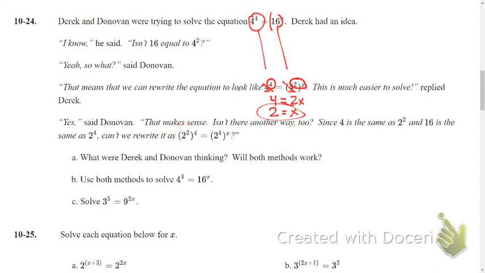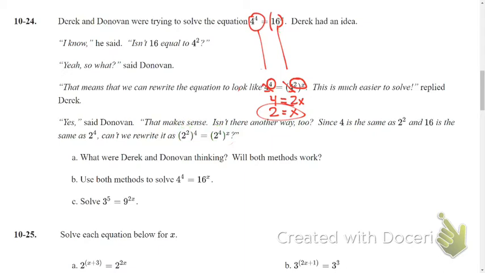And then Donovan's way is he changed that 4 to a 2 to the 2nd power, and he changed the 16 to 2 to the 4th. And he's saying, well, can't we solve it that way? Absolutely.